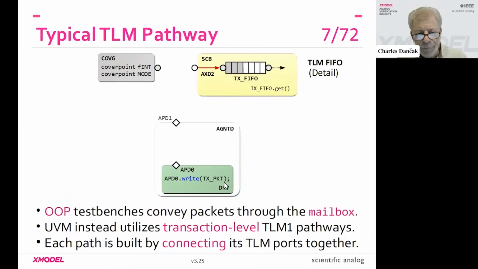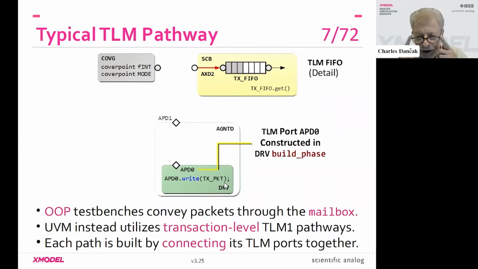All right, so all of the packets shuttle around the class hierarchy along these TLM pathways. Let's take a look at just one pathway. This is one of the most challenging parts of writing a UVM test bench, in my humble opinion. So let's walk through it. These TLM pathways are abstractions of an OOP mailbox, but the user never actually sees the mailbox.